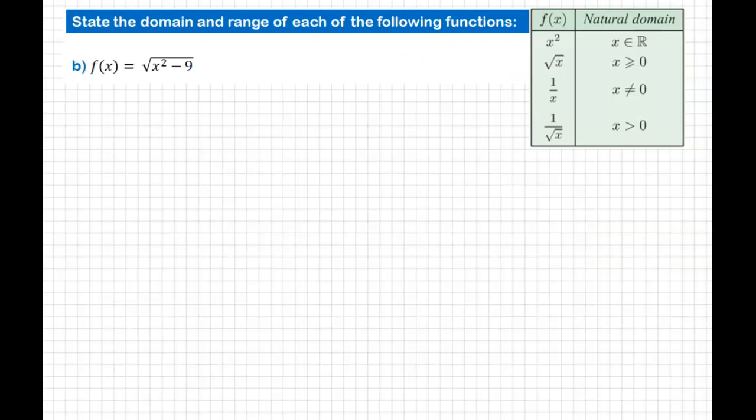Here we have another example. Now remember, since we're dealing with real numbers only, whatever's inside a square root has to be greater than or equal to 0.